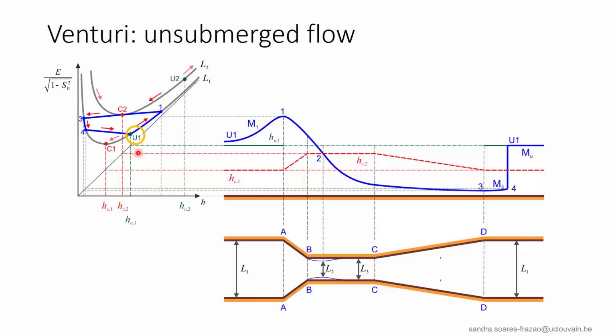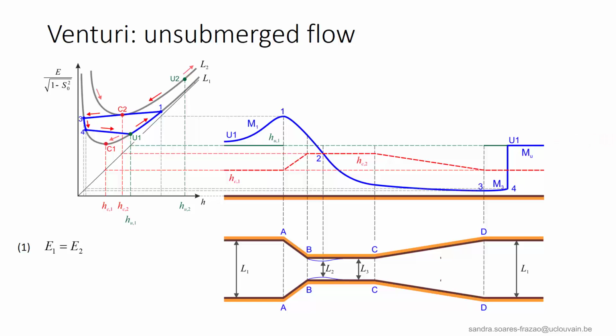As in the previous case, we start from U1 and arrive at U1. But now, after increasing with an M1 water profile, the water depth decreases in the converging part until reaching the critical depth at point C2, point 2 here. Then it further decreases below HC1 until point 3. So we then have a short M3 profile from point 3 in the widening part of the channel until point 4, where we have the hydraulic jump that connects the M3 profile with the uniform flow U1.